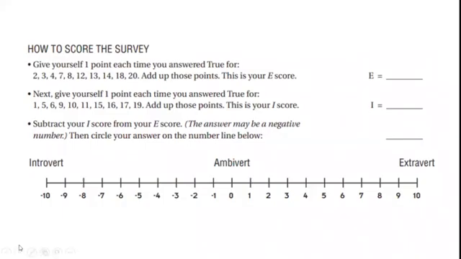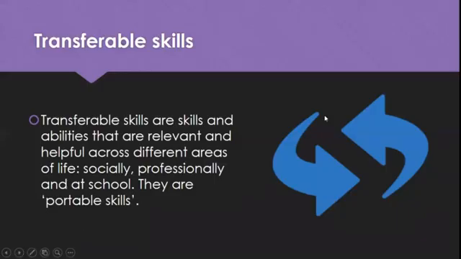Mostly, what else do I need to tell you? Also, I need to tell you about transferable skills. This is the last part of our today's lesson. Transferable skills are all the skills and abilities that are relevant and helpful across different areas of life: in your social life, in your professional life, in your studying life. They are also called portable skills. All in all, these may be referred to as universal skills. These skills are helpful in every single part of your life.